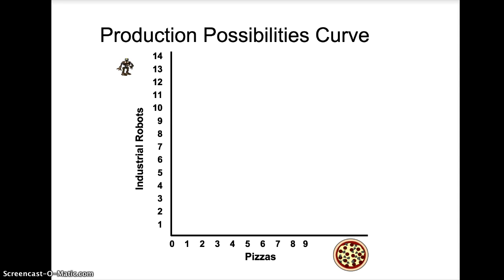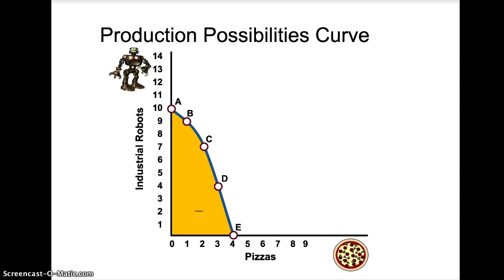Let's put our data onto the diagram. We will have a vertical axis labeled robots and a horizontal axis labeled pizza. By mapping out each of our points A, B, C, and D, we get the production possibilities curve. The area outside the curve is not feasible because the economy does not have the resources or technology to produce beyond the curve. The area inside the curve is inefficient because the economy does have the resources and technology to produce more, but is not using those resources to their fullest capacity.